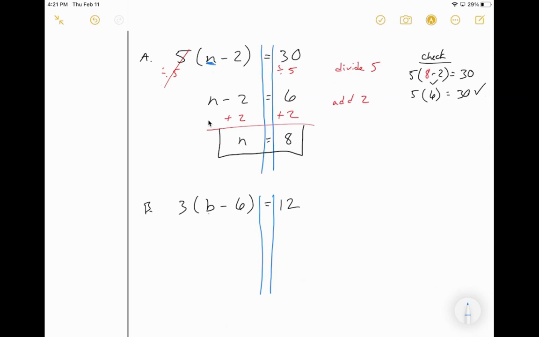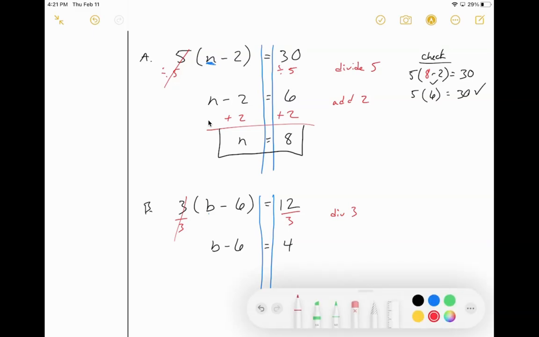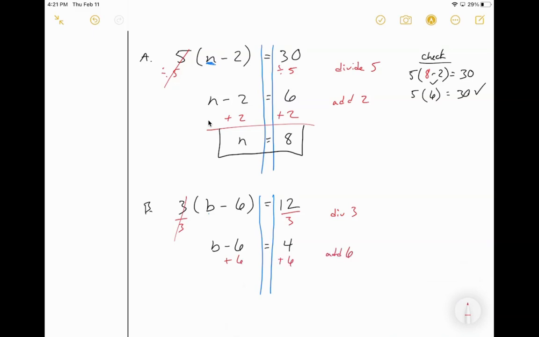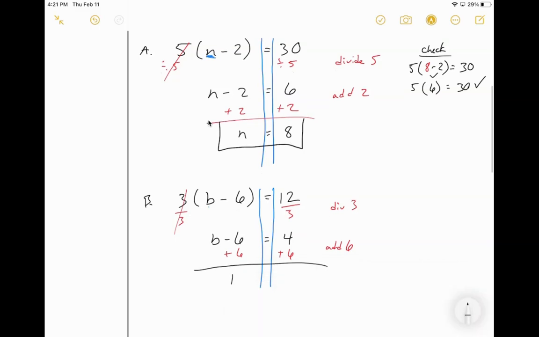So which one do we get rid of first? Well, that 3 is on the outside of the parentheses, so we're going to deal with that one first. Here we go. First step I'm going to do is divide by 3 on both sides. So that can cancel out. This will leave me with b minus 6 is equal to 4. Last step, I see that I have a minus 6, so I'm going to add 6 instead. And that leaves me with b is equal to 10.